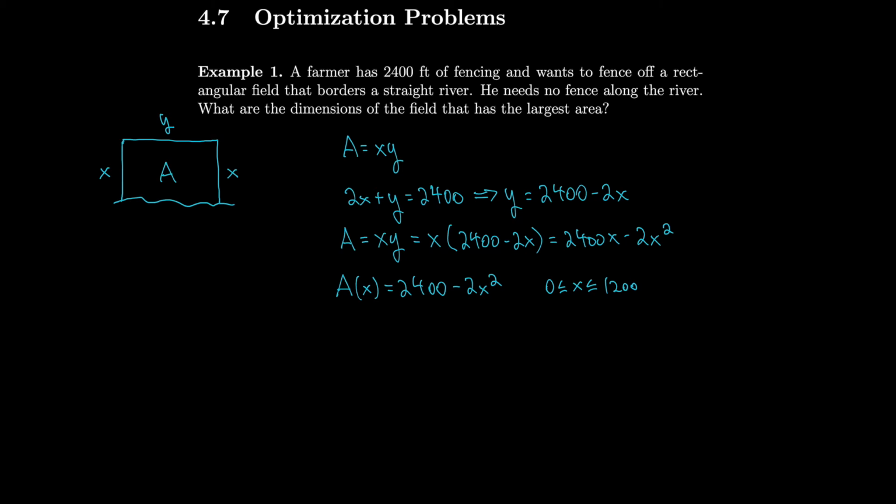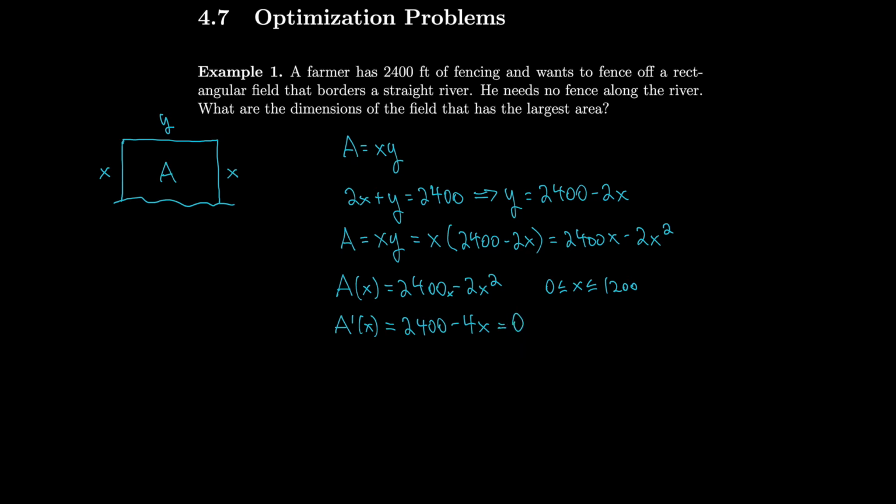Since we now have a function of x, we can take the derivative in order to maximize this function. So we take A prime by the power rule. Oops, I forgot my x over there when I was rewriting this thing. Let's put that back so that I can get rid of it. So it's 2,400 minus 4x. And I want to see when this equals 0.